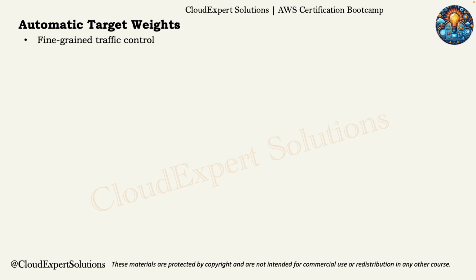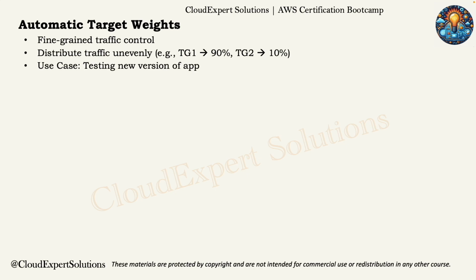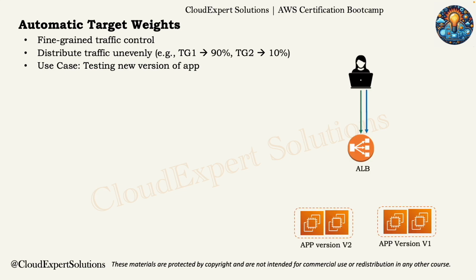Now let's review another ALB feature called automatic target weights. With automatic target weights, you can implement fine-grained traffic control, and you can distribute traffic unevenly between the target groups. If you have two target groups, you can send 90% of the traffic to one target group and the remaining 10% to the other target group. As a use case, you can use it when you want to test a new version of your application. Now let's understand with a diagram.